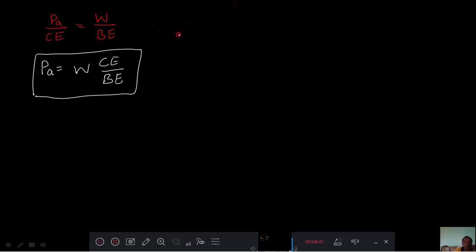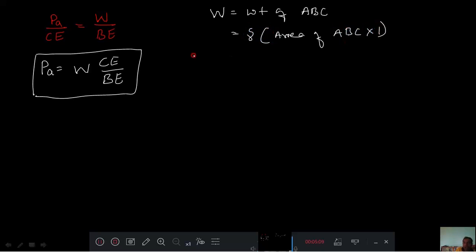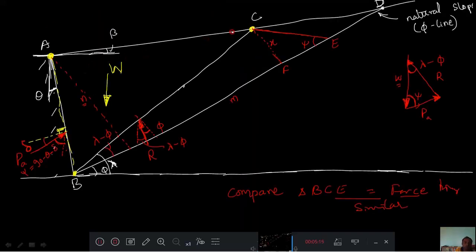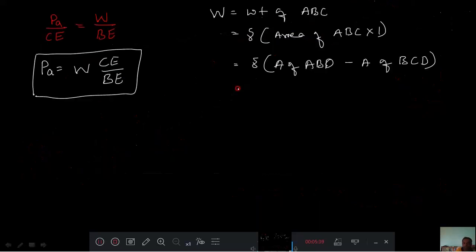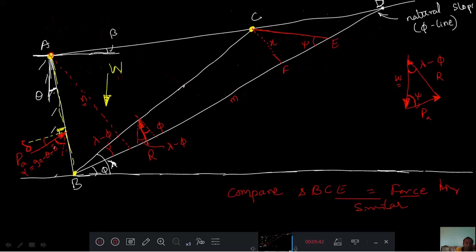Now we'll go ahead. What is this W? W is equal to the weight of triangle ABC. How to get this? Gamma into the area of ABC into 1 meter, then it becomes a volume. Now gamma into the area of ABC. We can get the area of ABC as the area of ABD minus the area of BCD.